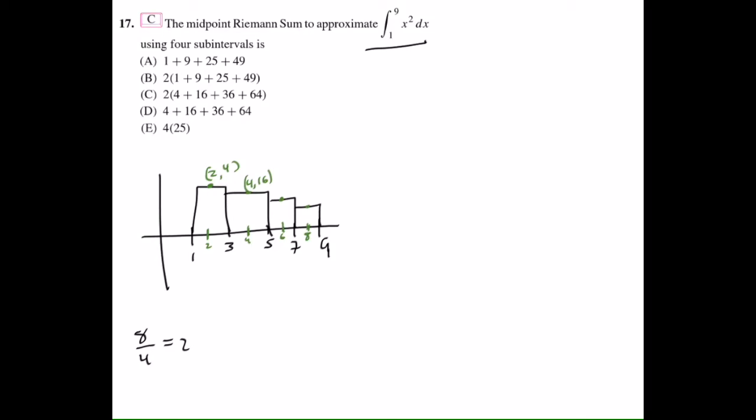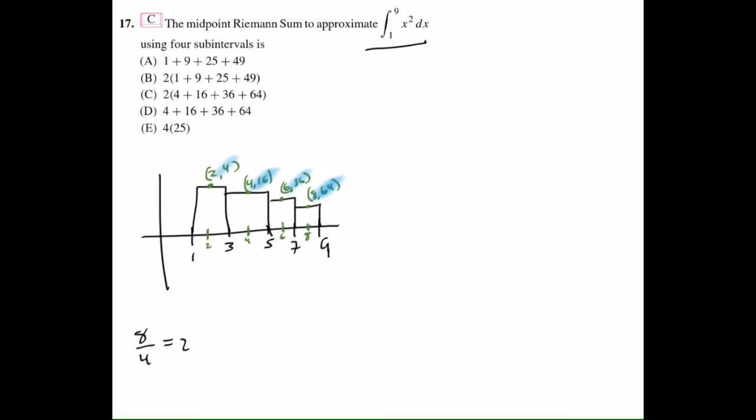If I plug 6 into x squared, I'm going to get 36. And if I plug 8 into x squared, I'm going to get 64. So those are the heights, the y values. This is a height, that's a height, that's a height, and that's a height. Those are the heights of each of my rectangles.